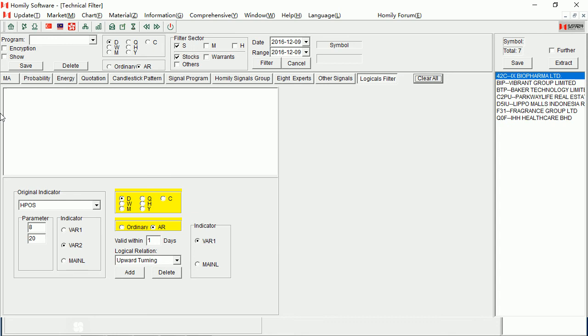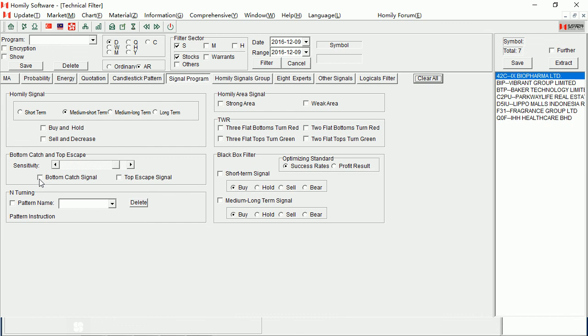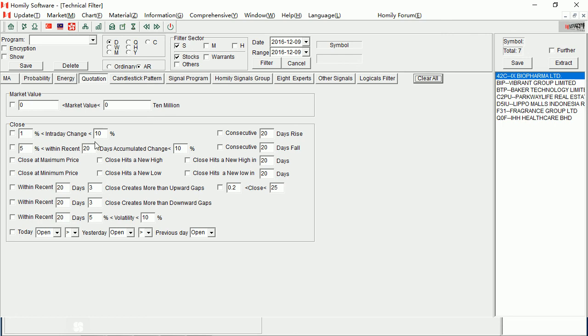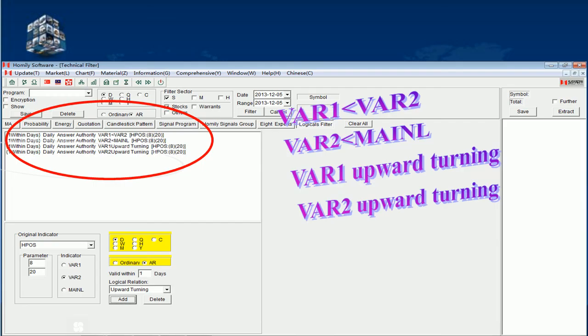signal program, bottom catch signal. The next one, quotation, 1-2 intraday change is to 10. Okay, so this is the condition. Then you just click filter, that's all. So remember these conditions.